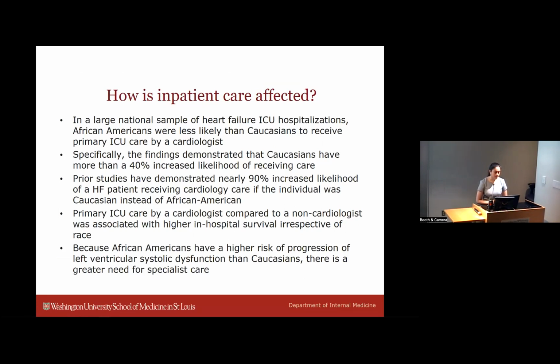Primary ICU care by a cardiologist compared to a non-cardiologist was associated with higher in-hospital survival irrespective of race. Because African Americans have a higher risk of progression of left ventricular systolic dysfunction than Caucasians, there's a greater need for specialist care and advanced therapies evaluation.